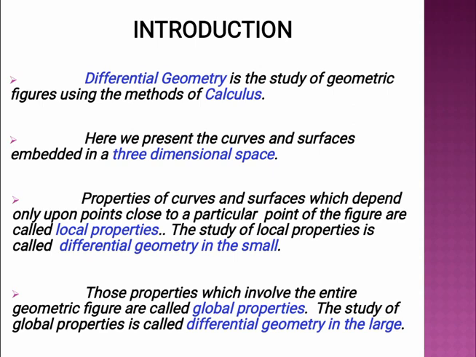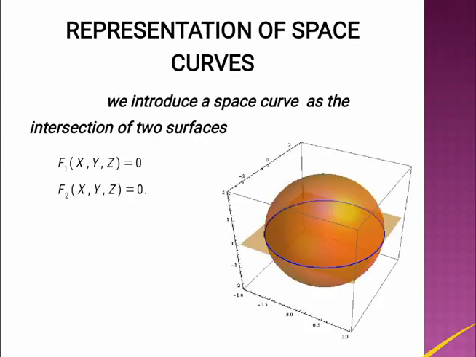Properties of curves and surfaces which depend only upon points close to a particular point of the figure are called local properties. The study of local properties is called differential geometry in small. Those properties which involve the entire geometric figure are called global properties. The study of global properties is called differential geometry in large.